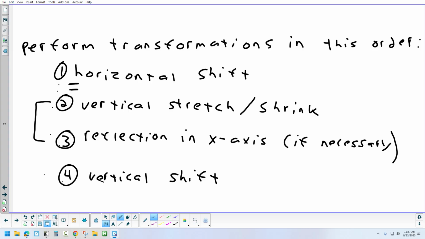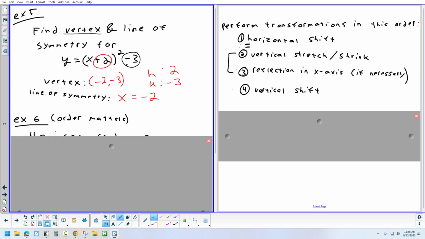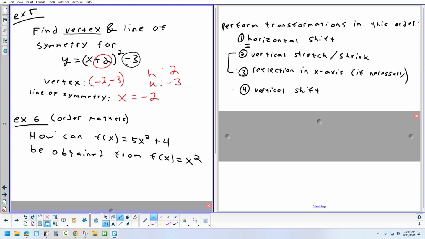Now, I put "if necessary" after number 3. They're all if necessary. You might have or not have any amount of these in any problem that we do. But at most, you would have 4. And you wouldn't have more than 4 for now. So let's look at this one and see if we can describe the transformations.